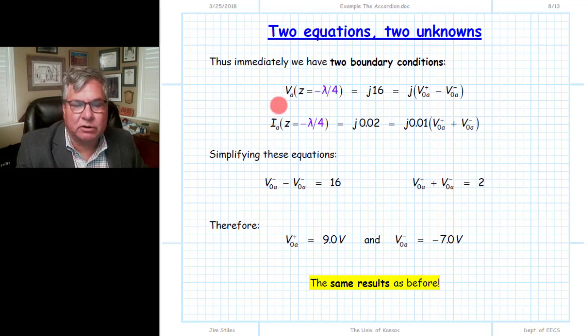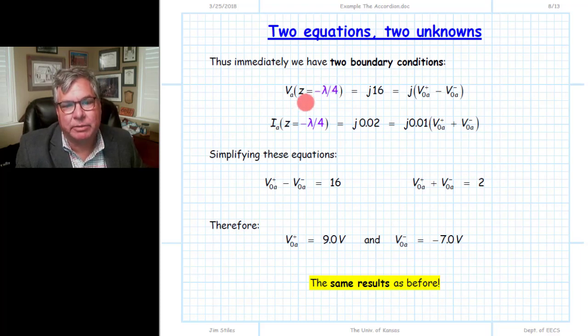If we take our telegrapher equation solution for the total voltage on that first transmission line and carefully evaluate it at a numeric location of z equal to minus lambda over 4, being careful with the complex exponentials, what we'll find is that it will be equal to this result. And so we have the voltage on the transmission line in terms of the two complex unknown wave amplitudes, V0 plus and V0 minus. We know this result must be equal to j16 by KVL.